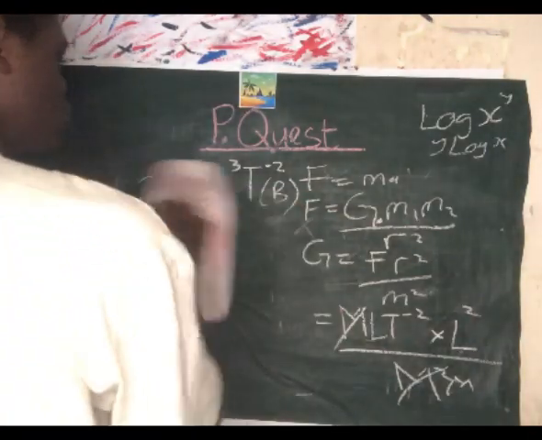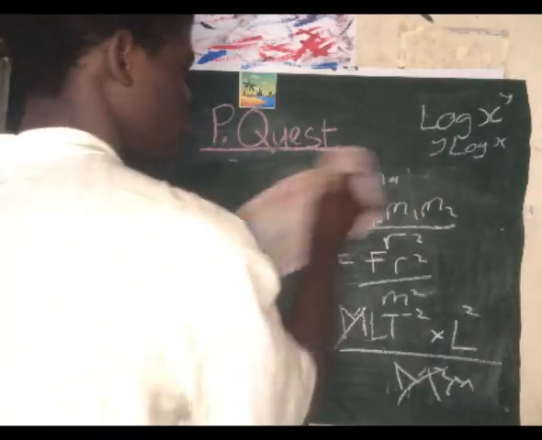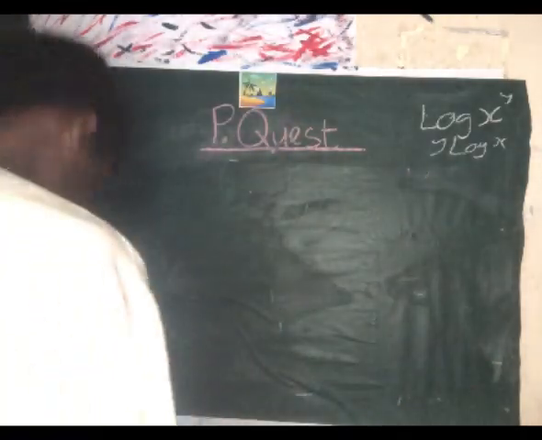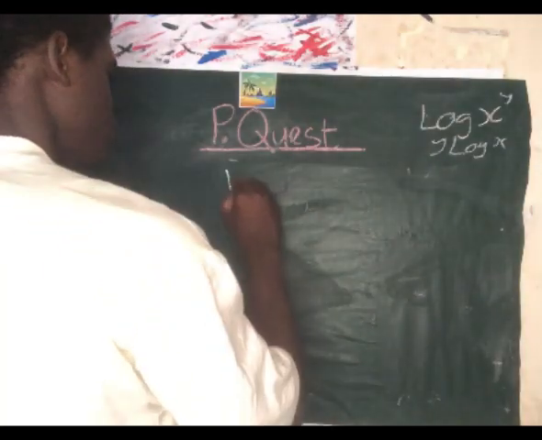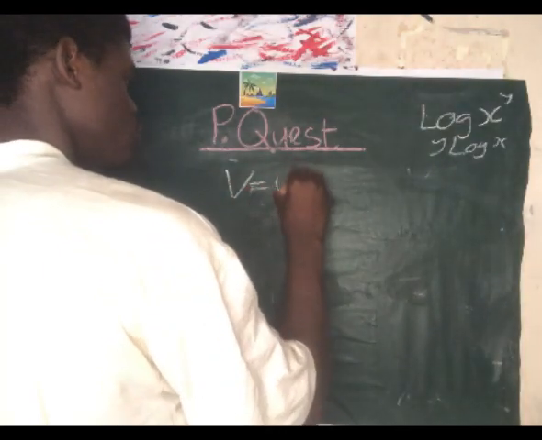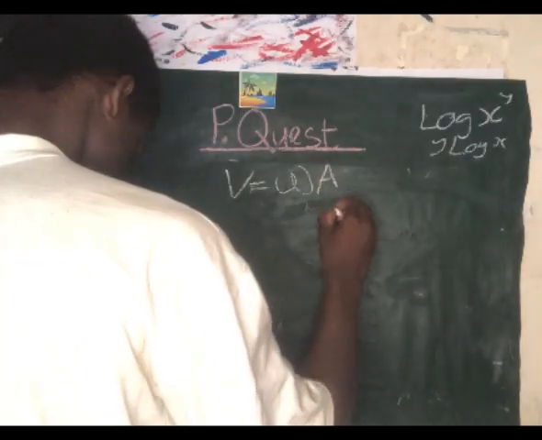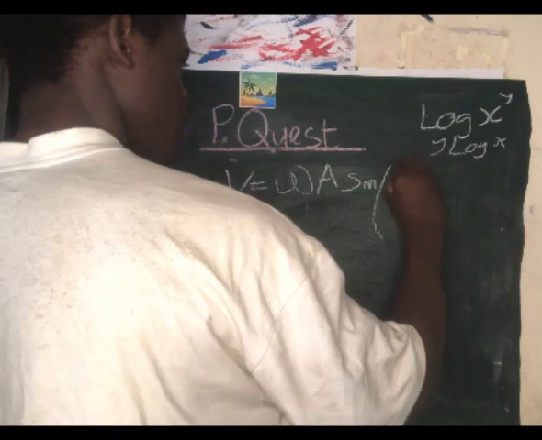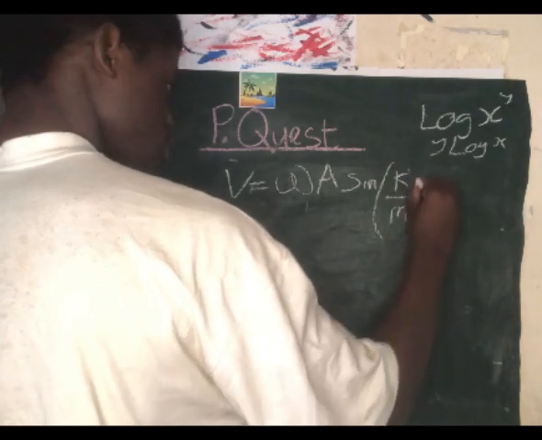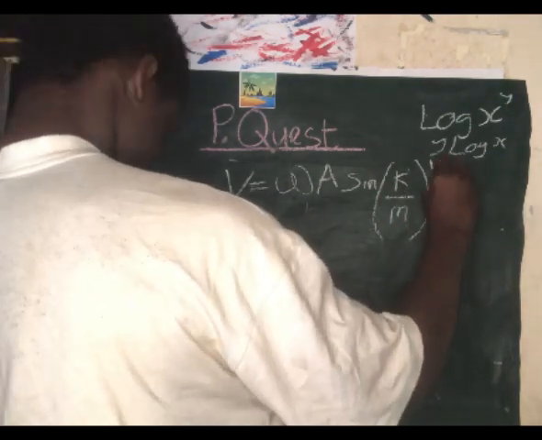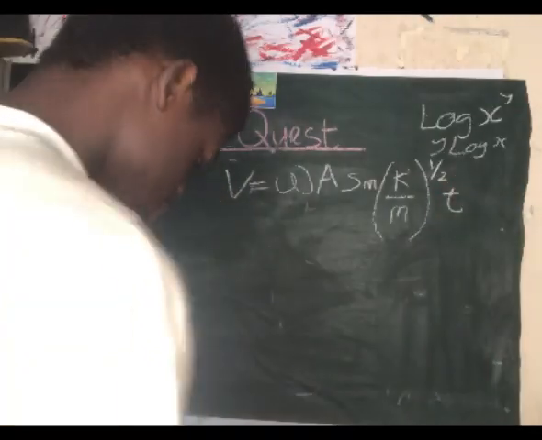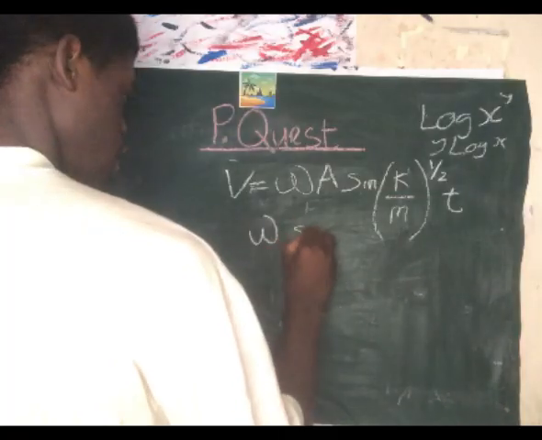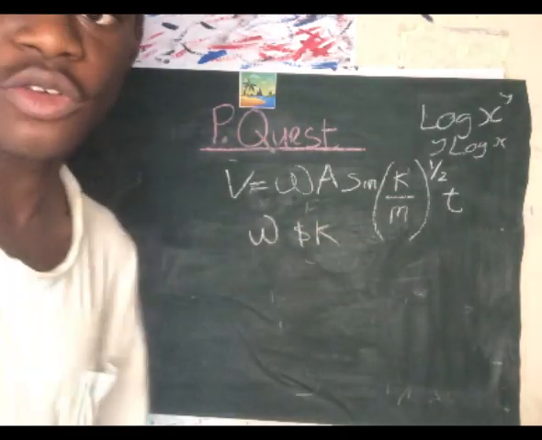So let's move to question 6. Question 6, they said if V is equal to WA sine of K over M, all raised to power half T. They now said find the dimensions of W and K.